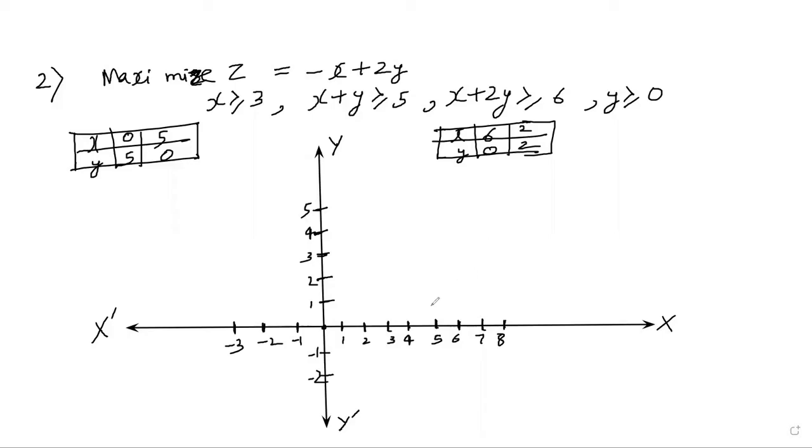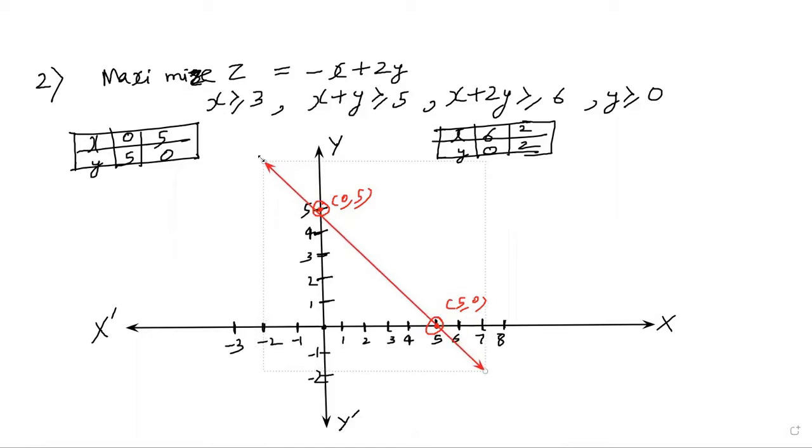Now let's see the first line. The first point is (5, 0), so (5, 0) is going to be here, and (0, 5) will be somewhere here. Let's join them with a line. So the line will be like this. This is my first line.